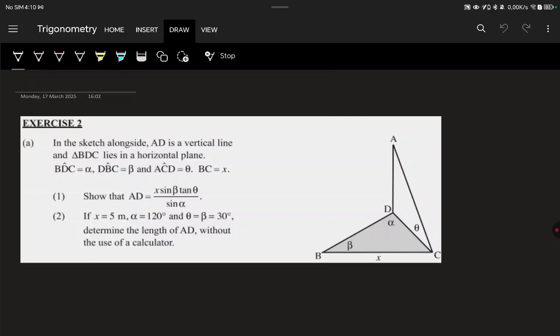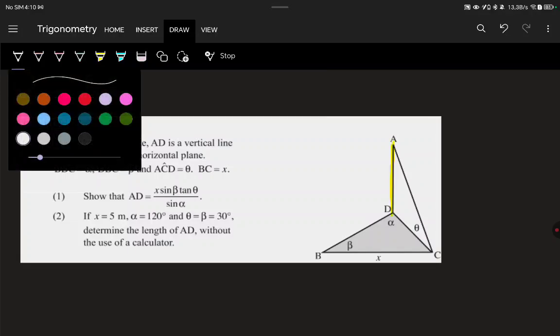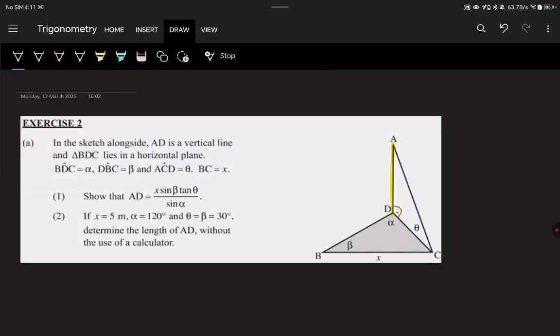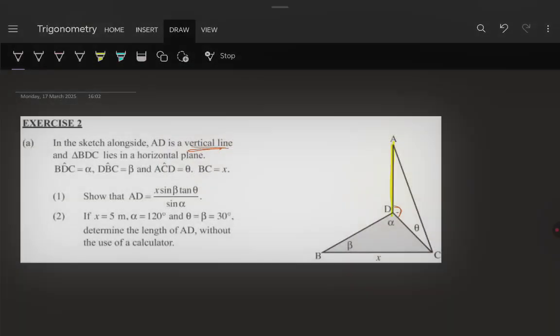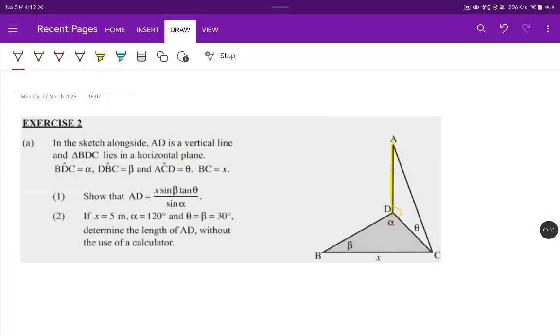They tell us in the sketch, AD is a vertical line. The moment I see a vertical line, I am going to insert a 90-degree angle. My colors are different here, okay? So that one here is 90 degrees. That's my first sentence, vertical line. Next thing, let's see if we can change the colors back. Okay, so we've got our yellow line, we've got a 90-degree angle over there.